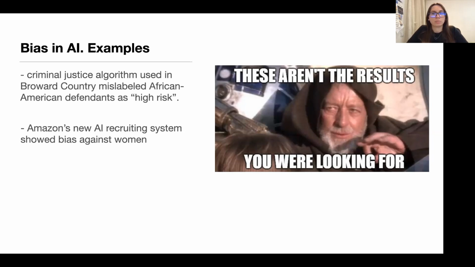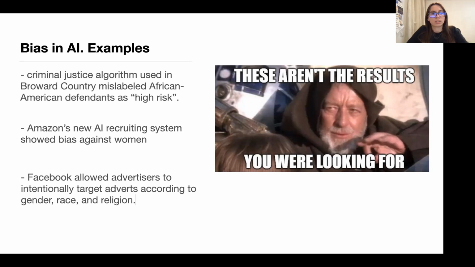So the model was inclined towards accepting the applications from male candidates. And another case happened, I think, in 2019. It's one of the latest cases of bias. Facebook at some point allowed targeting people by gender, race, and religion with different commercials.